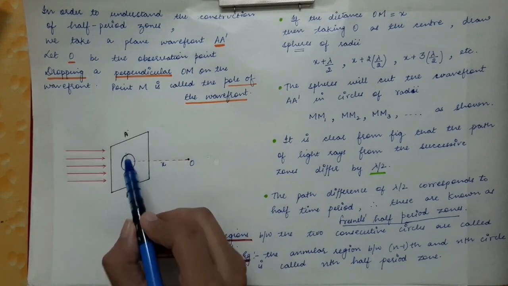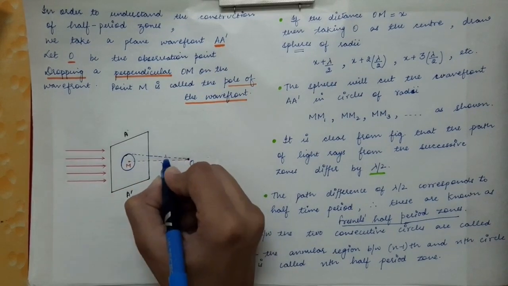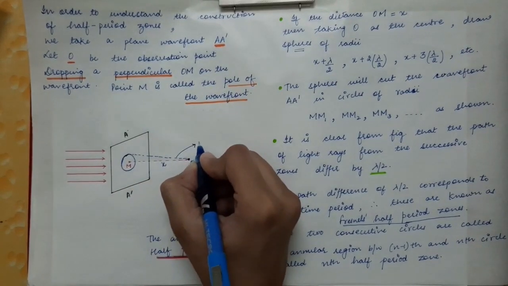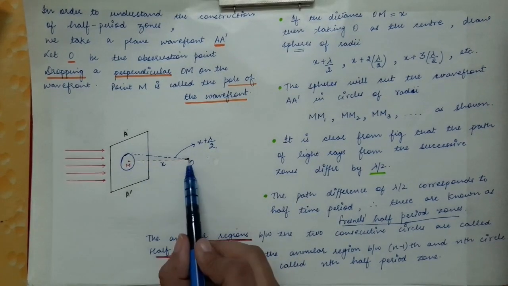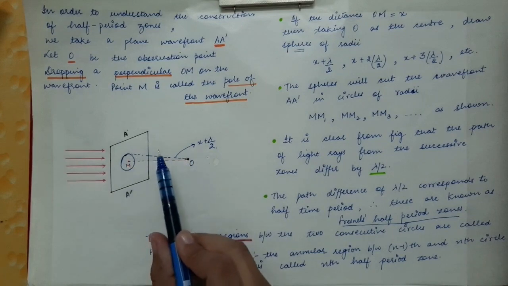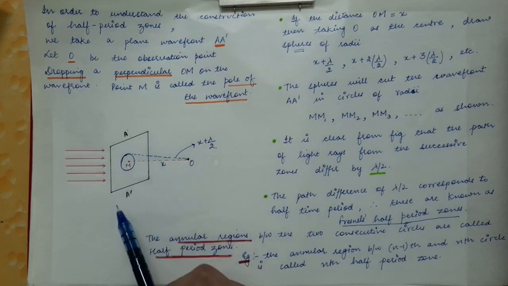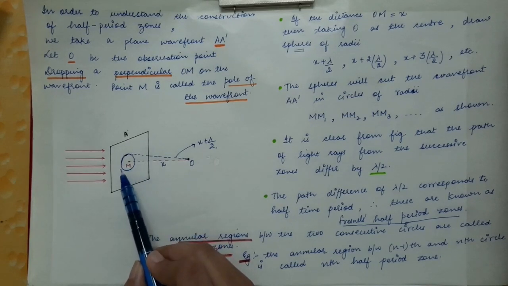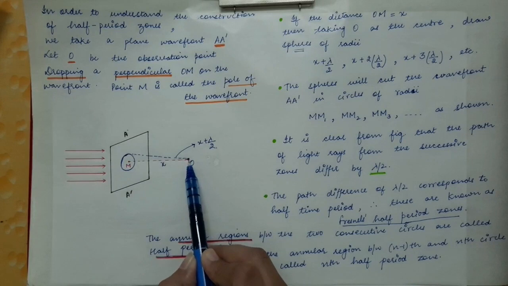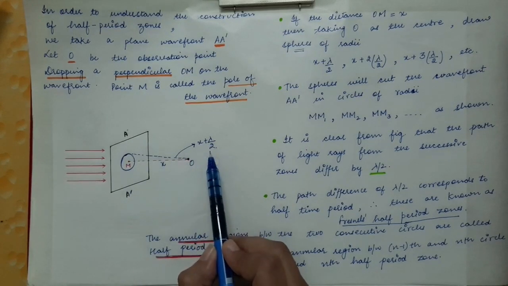This distance from the observation point will be equal to x plus lambda by 2. So you have drawn a sphere of radius x plus lambda by 2, and you will see that the sphere cuts the primary wavefront AA prime in a circle. All the points on this circle are at an equal distance from the observation point, and that distance is equal to x plus lambda by 2.